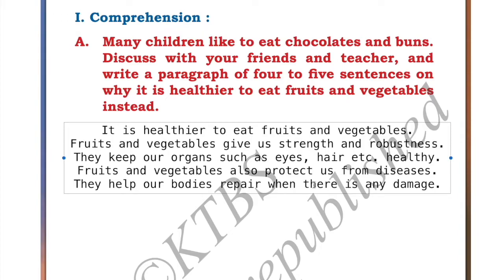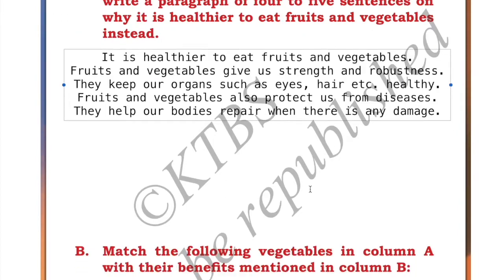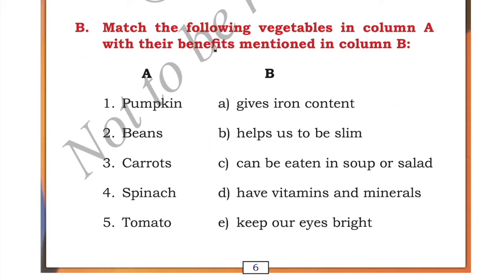You can add your own pointers here. Next, match the following vegetables in column A with their benefits mentioned in column B. Let's go ahead and do this. So we learned that pumpkin helps keep us slim. Next, what does beans do? Maybe we have forgotten what beans does. So one way, whenever there's a match the following question and you've forgotten one of the things, move on to the next one and come back to this one after you're done with the remaining ones.